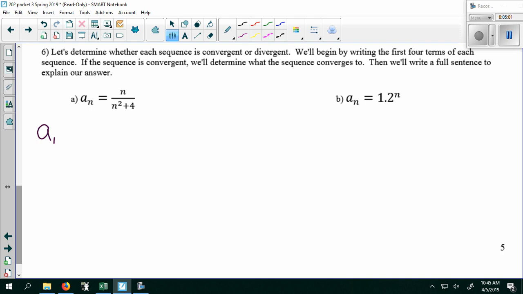So my first sequence, a sub n, is n over n squared plus 4. A sub 1 would be 1 over 1 squared plus 4, which is 1 over 5. A sub 2, sorry, 2 over 2 squared plus 4. So that's 2 over 8, or 1 over 4.